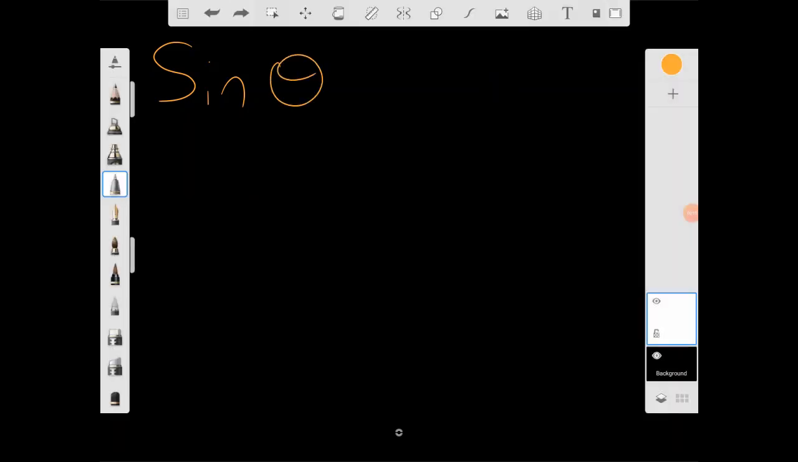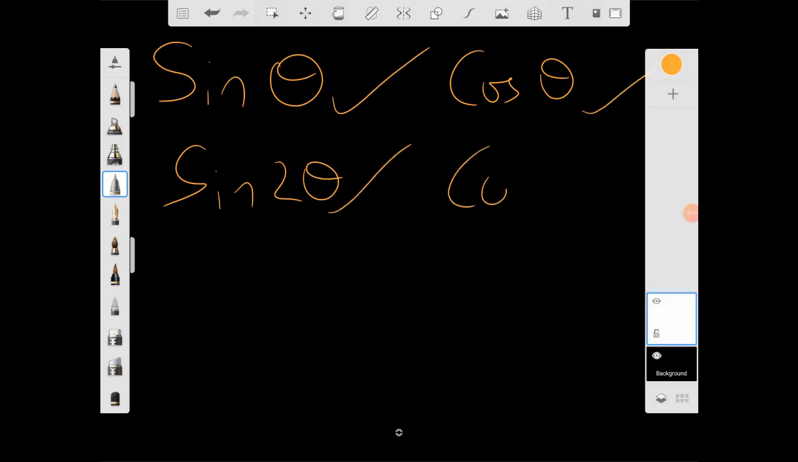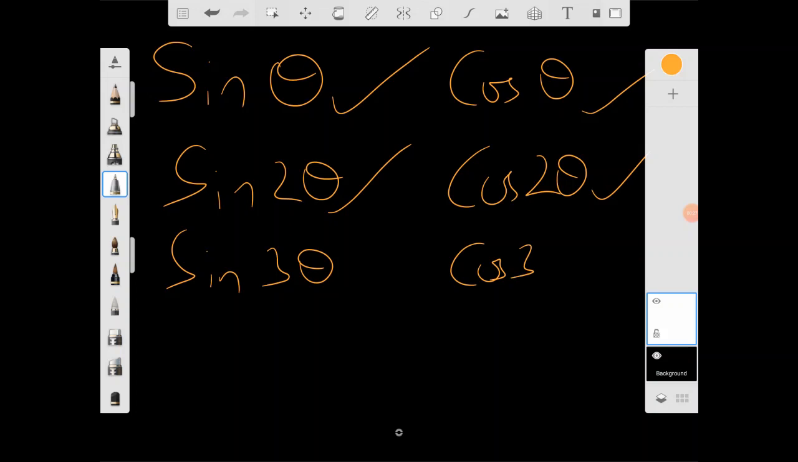So let us look at sine 3 theta. Now we already studied sine theta, cos theta, sine 2 theta, and cos 2 theta. Now let us study sine 3 theta and cos 3 theta. Now you might want to ask, sir, will this go like this, sine 4 theta, 5 theta, 6 theta? No, don't worry, we'll stop here. Sine 3 theta and cos 3 theta.